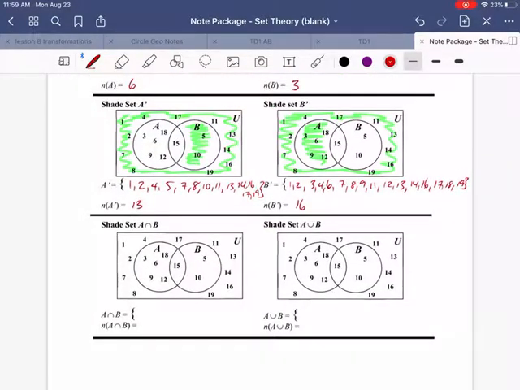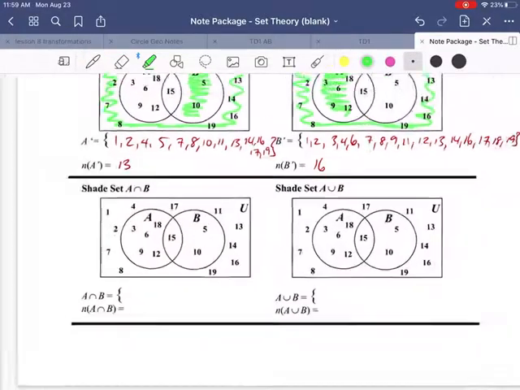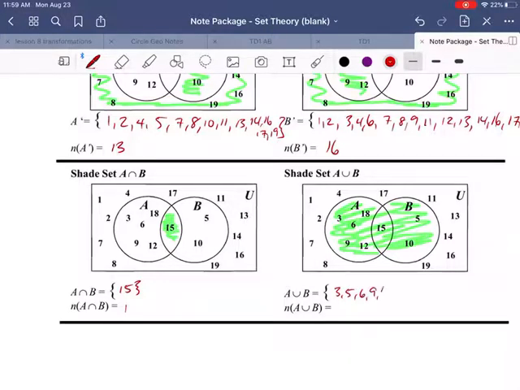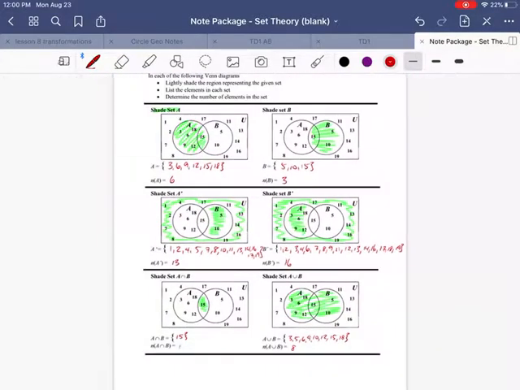All right, shade the intersection of A and B. After writing all those numbers, this one is a lot quicker. There's only one element. That's the intersection of A and B. And the union of A and B is going to be everything that's in A and B. So what do we got? 3, 5, 6, 9, 10, 12, 15, and 18. And there are 8 elements in the union of A and B.